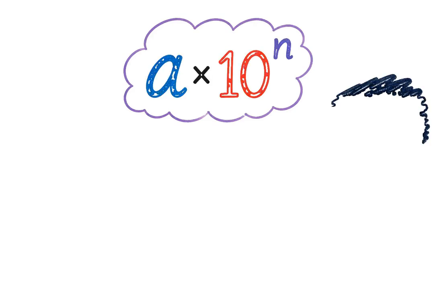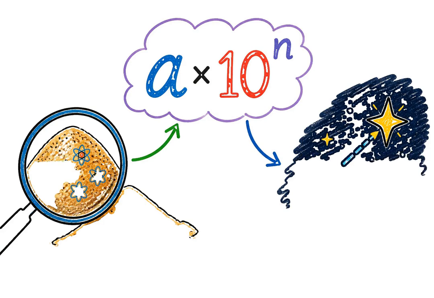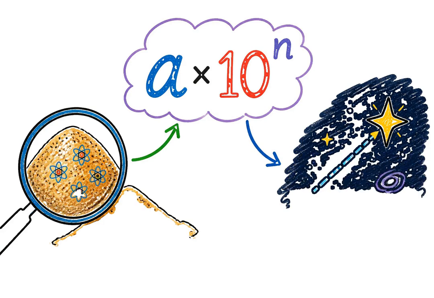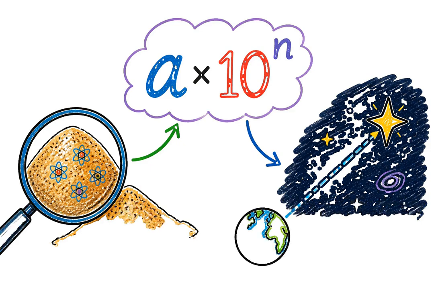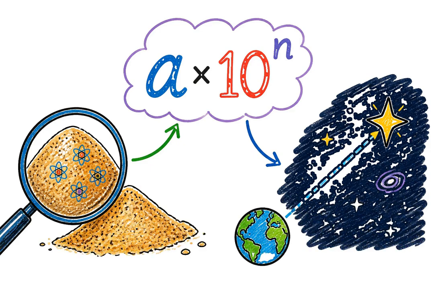How do you write down the number of atoms in a single grain of sand, or the distance to the nearest star without getting lost in a sea of zeros? Mathematicians have an elegant solution: indices and scientific notation.